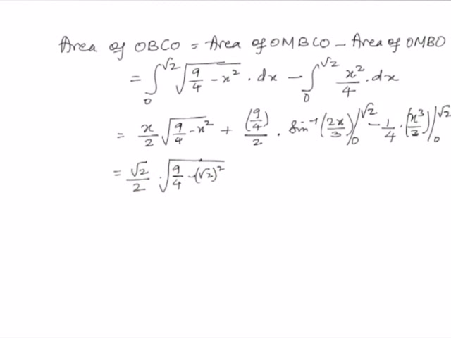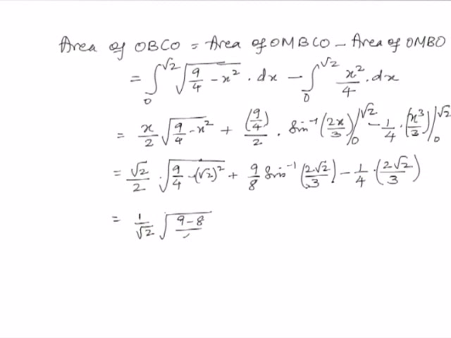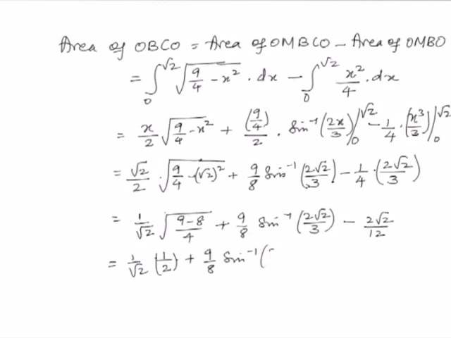So it's time to apply the values. So root 2 by 2 into root of 9 by 4 minus root 2 the whole square plus 9 by 8 into sine inverse of 2 root 2 by 3 minus 1 by 4 times 2 root 2 by 3. Now let's simplify it. So it is 1 by root 2 times root of 9 minus 8 by 4 plus 9 by 8 into sine inverse of 2 root 2 by 3. This we simplify, so it is 2 root 2 by 12. So 1 by root 2 into 1 by 2 plus 9 by 8 into sine inverse of 2 root 2 by 3 minus 2 root 2 by 12.